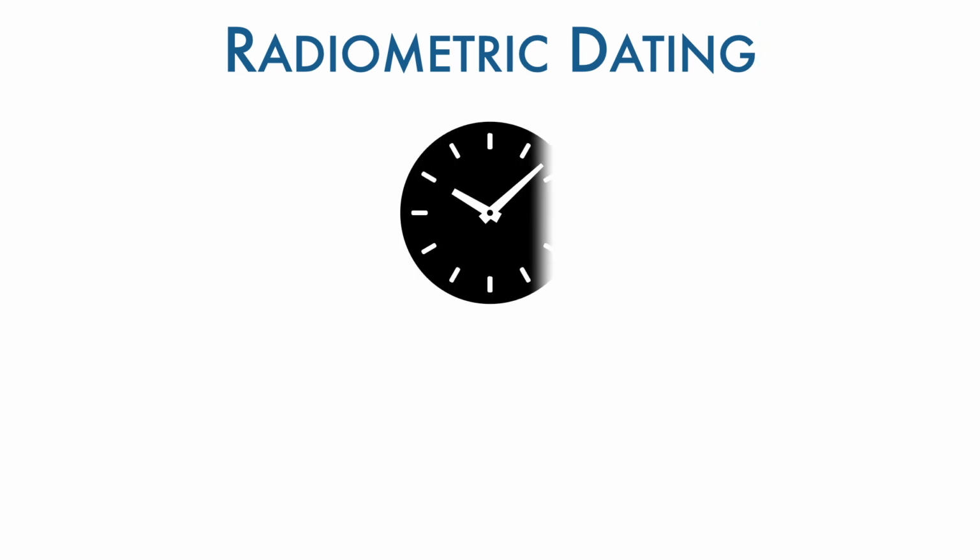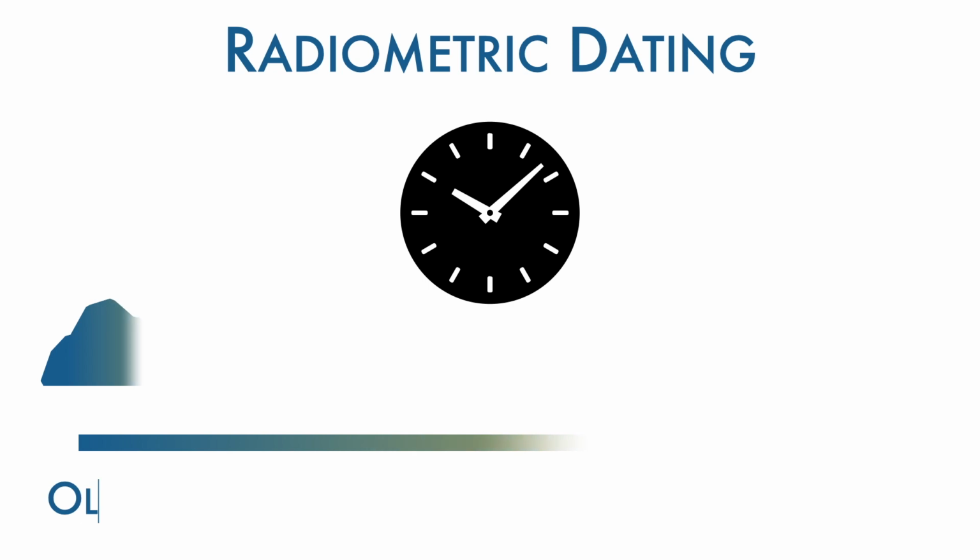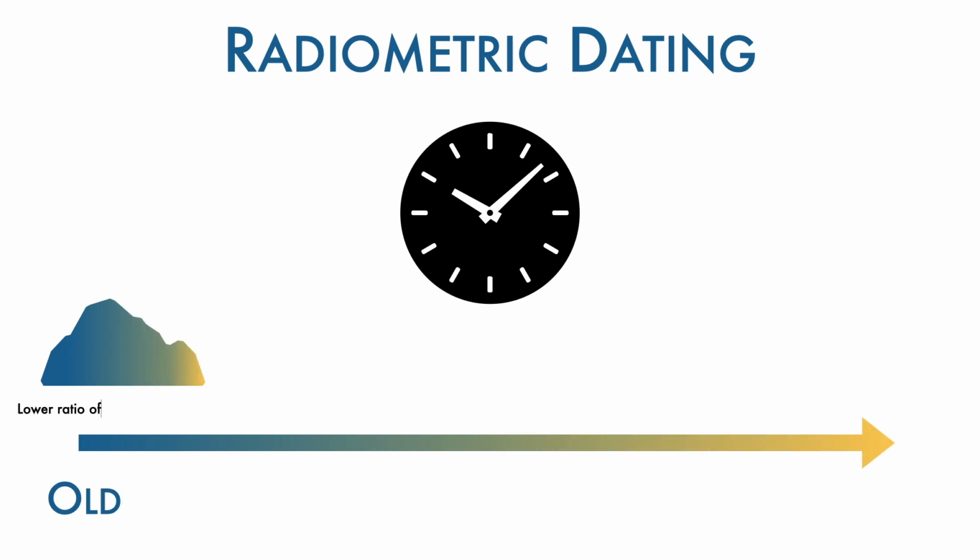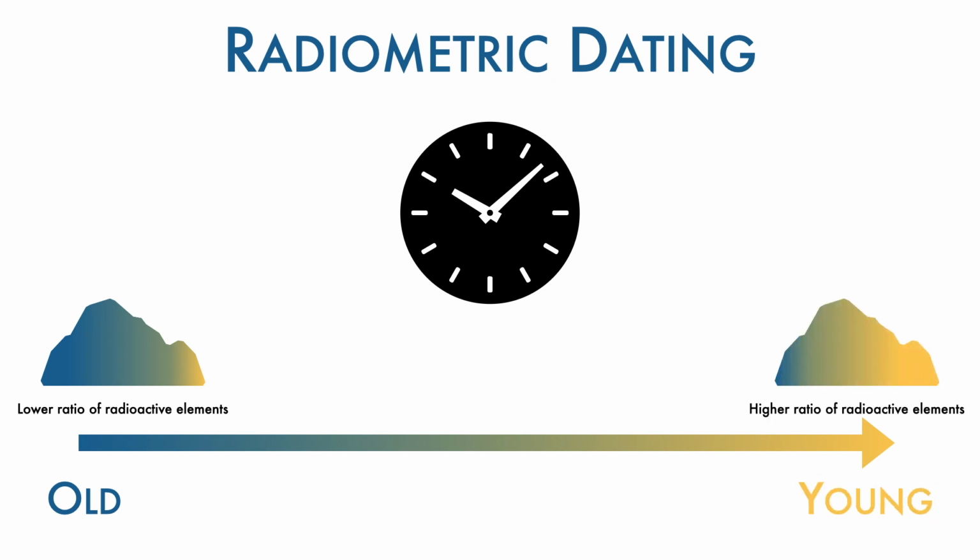One final process that scientists use to discover the age of certain Earth materials is called radiometric dating. Radiometric dating is a technique that uses the radioactive materials in Earth's rocks and minerals to determine the age of those materials. Old rocks contain relatively few radioactive elements, as they have had billions of years to decay into more stable elements. Younger rocks have a higher ratio of radioactive elements, indicating that the rock was formed more recently and has thus not had as much time to decay.